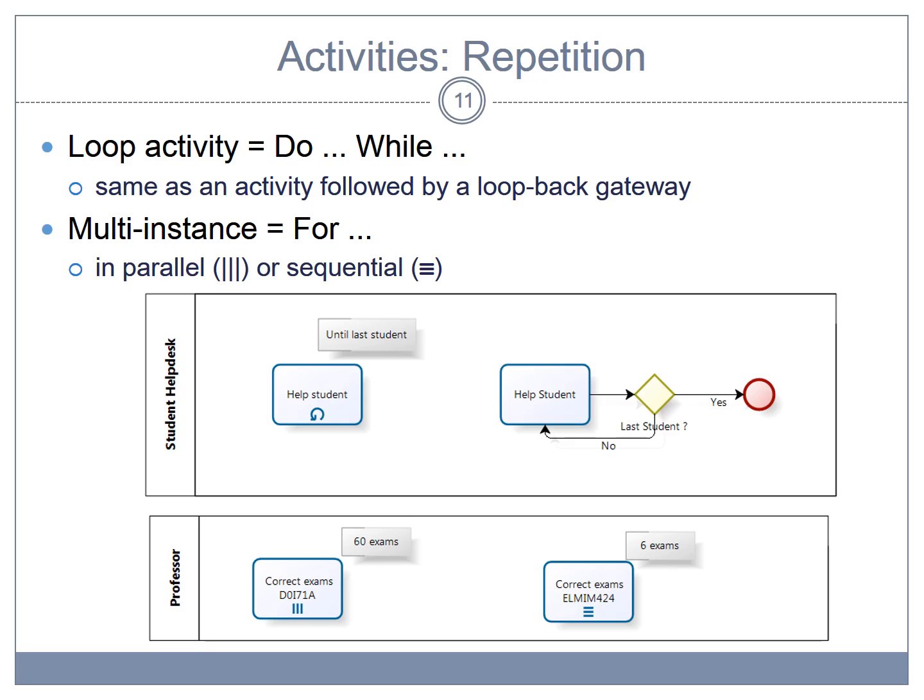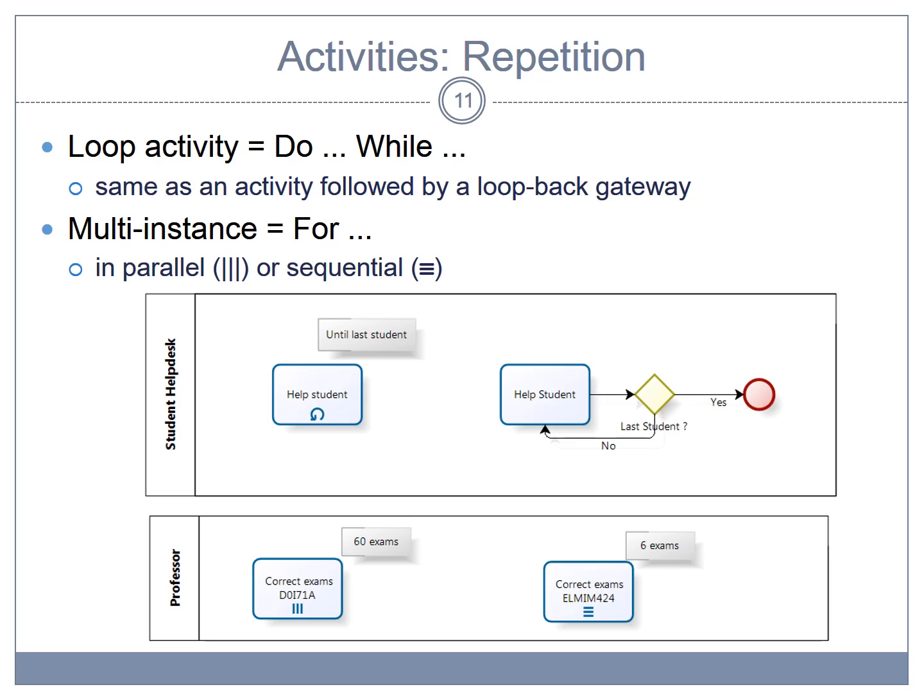So you can also model that as a little process with help student followed by a gateway where you check whether it was the last student. If it was the last, you stop. If it was not the last, you go back to help student.